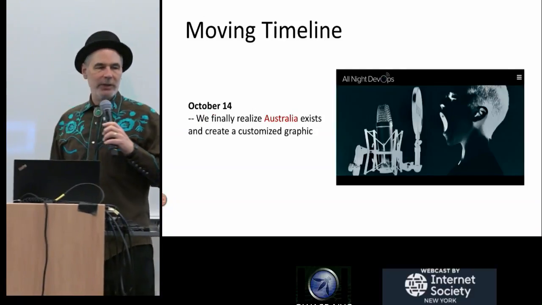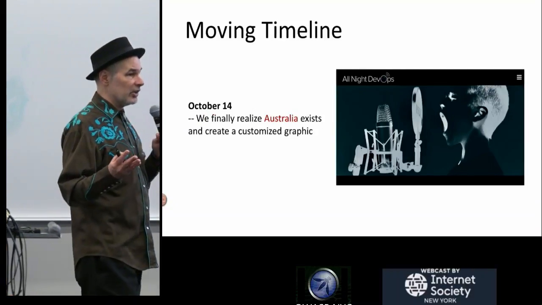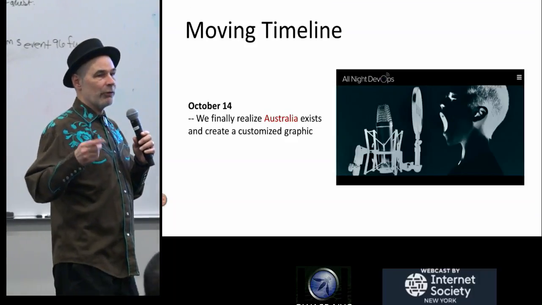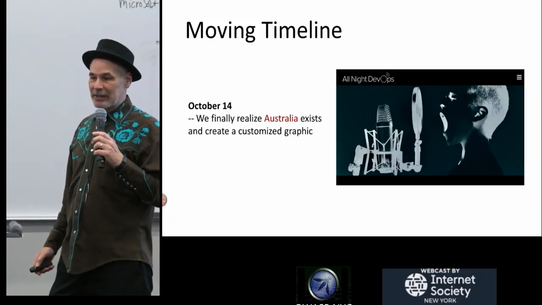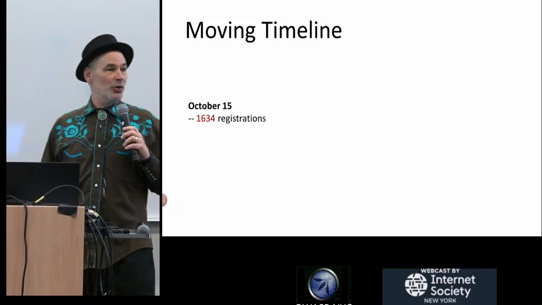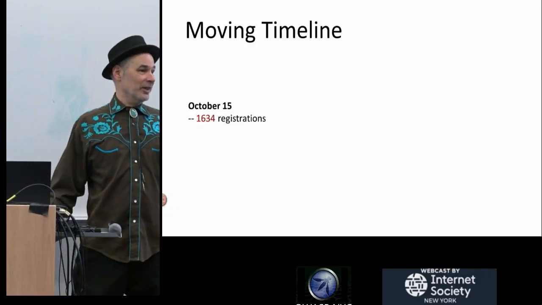On October 14th, we finally realized that Australia exists. So we did a reverse image for them and called it All Night DevOps. That seemed to tickle a little bit, so we got 200 more registrations coming out of Australia. That was pretty cool.